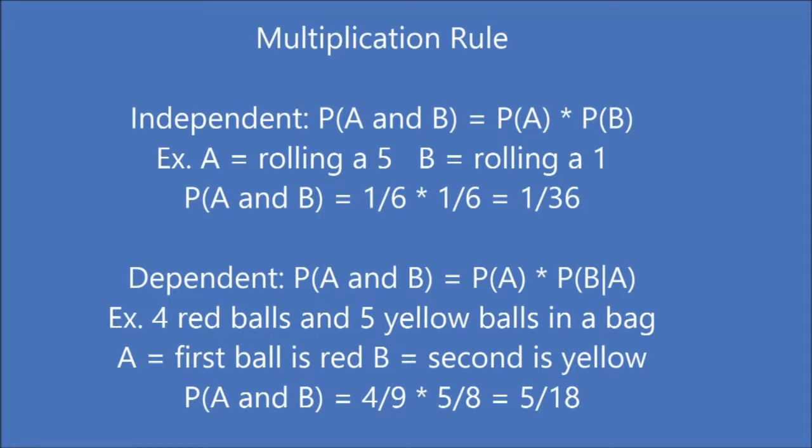To find the probability of both occurring, multiply the probability of getting a red, which is 4/9, and the probability of getting a yellow, which is 5/8, because the red was not replaced after being taken out. The probability would then be 5/18.